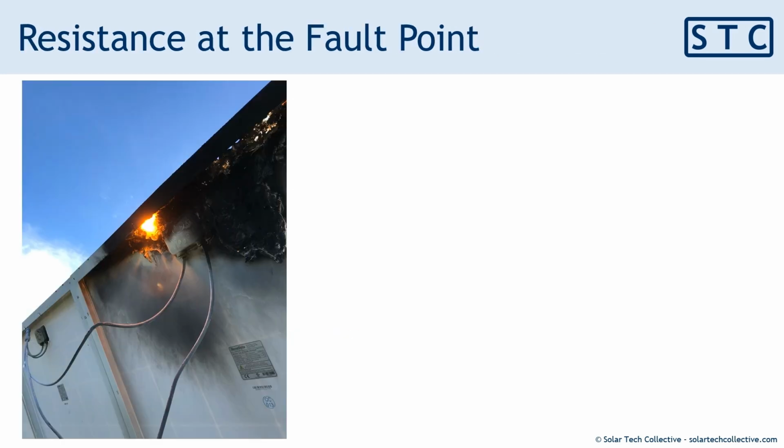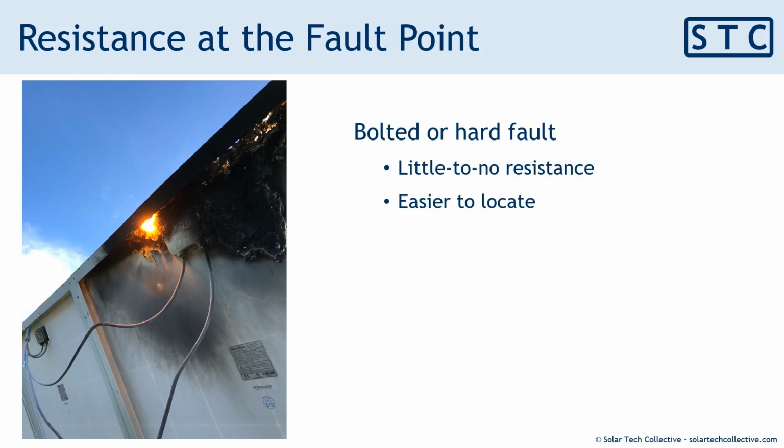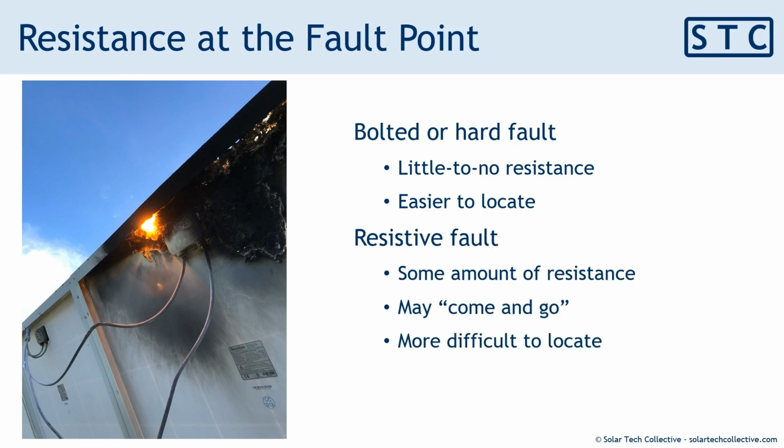Not all ground faults are created equal. We're going to use resistance at the fault point to help us categorize them and determine how to respond. There are two categories that we're going to use over and over again throughout the class: bolted or hard faults and resistive faults. Bolted or hard faults are faults that offer little to no resistance and are easier to locate. And then there's resistive faults, which are faults that offer some amount of resistance and may appear to come and go. Because of these qualities, they're generally more difficult to locate than bolted or hard faults.